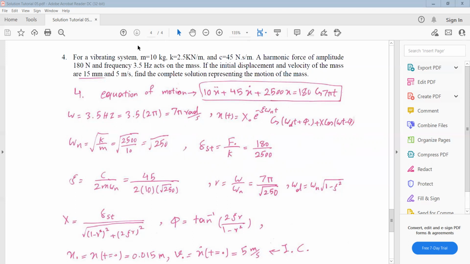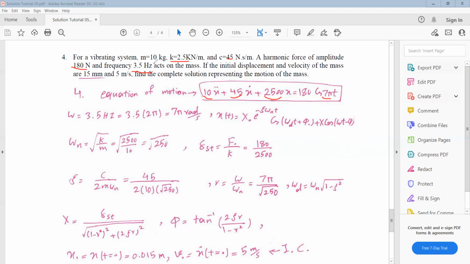So in fact, by this data, we can write the equation of motion, which is m x double dot, this is m, plus c x dot, this is c, 45, plus k x, which is 2,500 or 2.5 kilonewton. We should convert it into Newton per meter. And it's equal to F naught cosine omega t. So the harmonic excitation, F naught is 180, and frequency is 3.5 hertz. We should convert it into radian per second by multiplying by 2 pi.